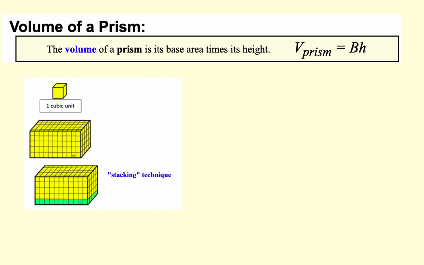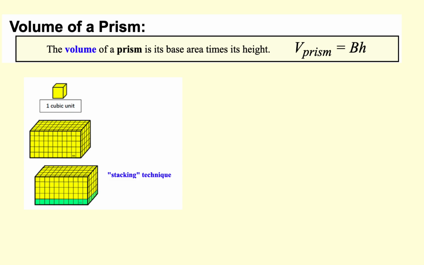The idea of a volume of a prism is the idea of a stacking technique. What we want to do is count how many cubic units are fitting inside a prism. We can do that by taking a look at the lower level, the bottom here, or it can be anywhere. But if you find the area of this level right here and then multiply it by how many levels there are, that's the stacking technique.